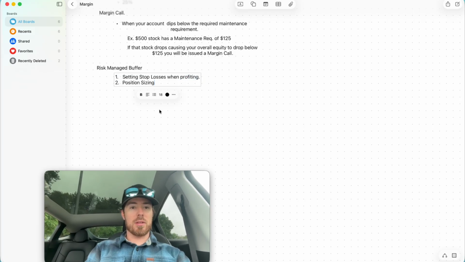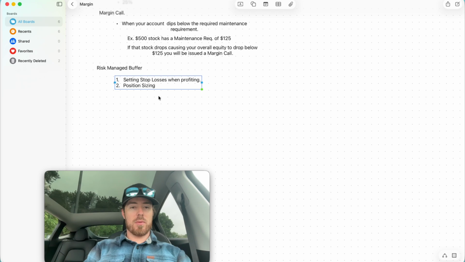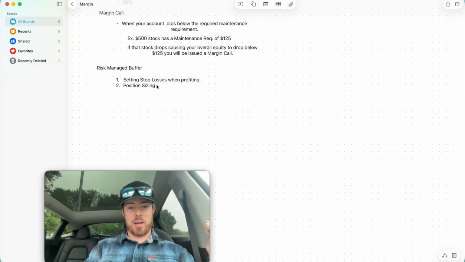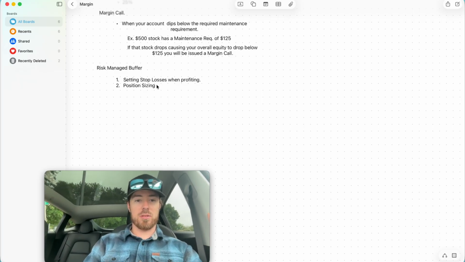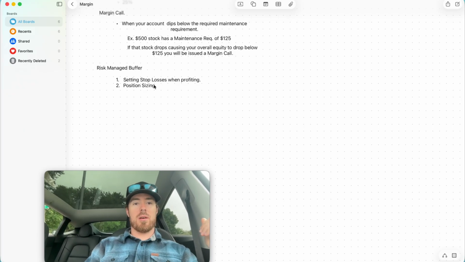Number two is position sizing. I briefly mentioned it earlier in this video. I'll probably make a video on how I calculate my risk and size my positions. Particularly in futures trading, it's really important. Somewhat important in stocks, but you definitely want to do it when you're futures trading because of the amount of leverage that you're dealing with.